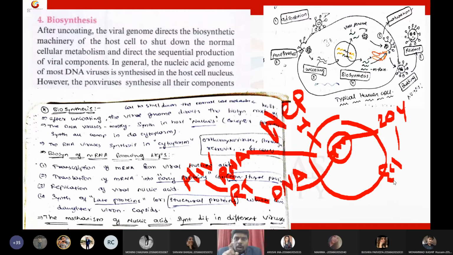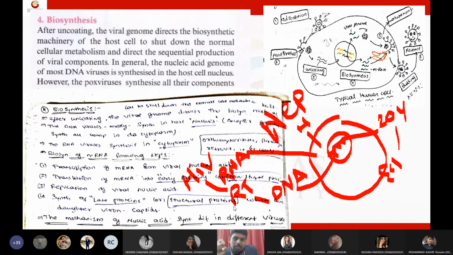Then I would also want to introduce another word. Is the eclipse phase clear to everyone, students? The viral DNA hidden inside the cell is called the eclipse phase of the virus. Is it clear to you? Any doubts so far? Students, are you listening? Yes, sir. Eclipse phase is clear, right?